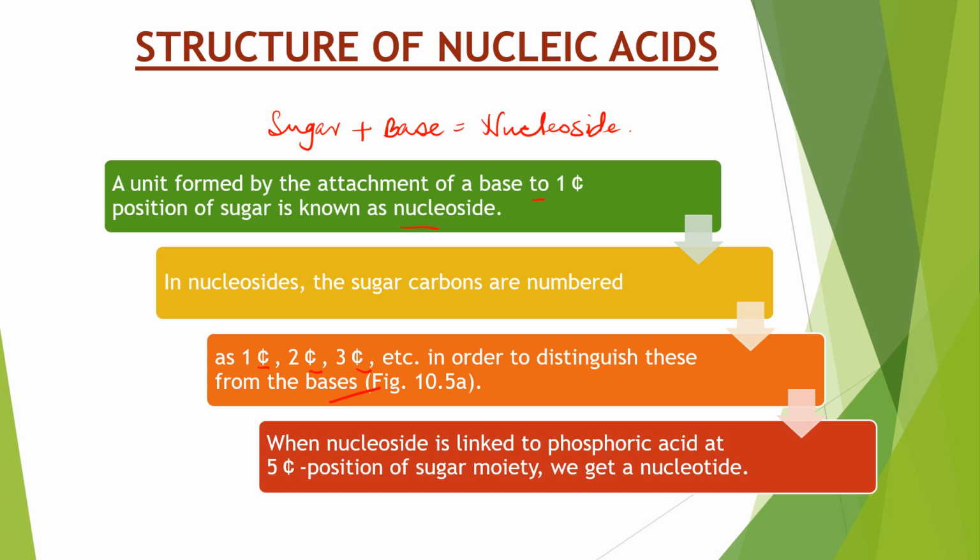When a nucleoside is linked to phosphoric acid at the 5 carbon position of the sugar moiety, we get a nucleotide. So we have already discussed that sugar plus base is a nucleoside, but when phosphoric acid, H3PO4, is connected to the nucleoside, it forms a nucleotide. Let's see its structure.